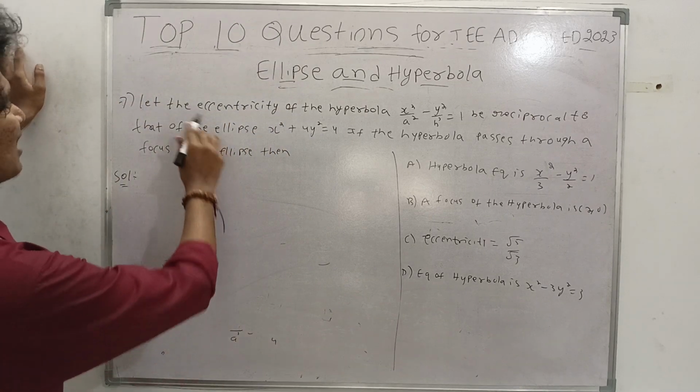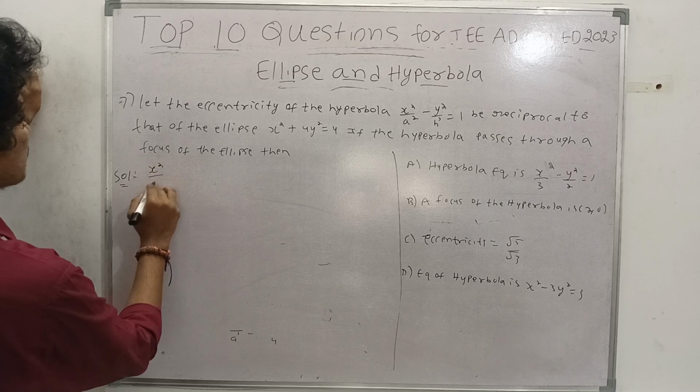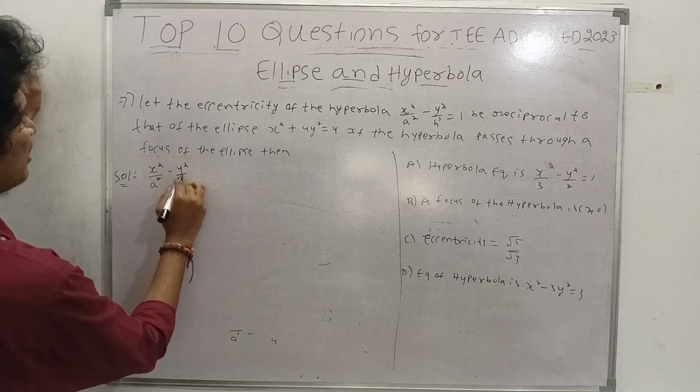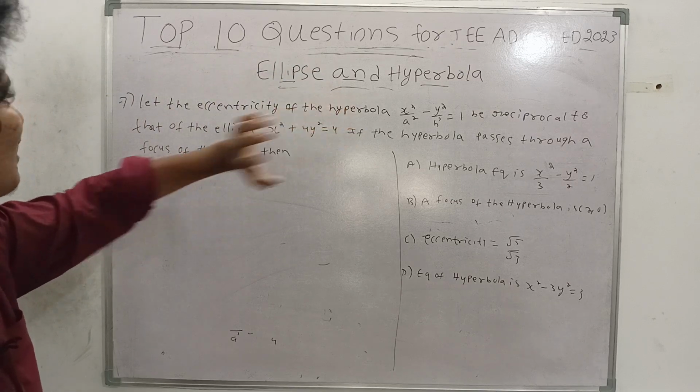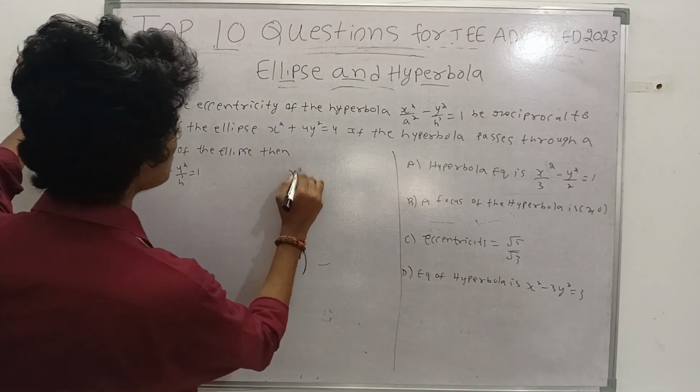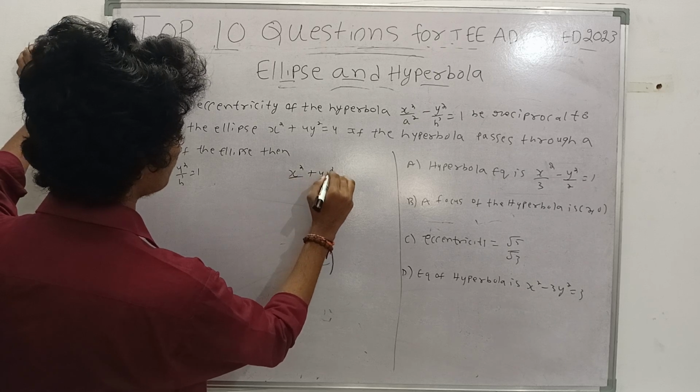So now we have to see the eccentricity of the hyperbola. They gave the hyperbola equation x square by a square minus y square by b square equal to 1. The eccentricity of this hyperbola is the reciprocal of that of the ellipse x square plus 4y square equal to 4.